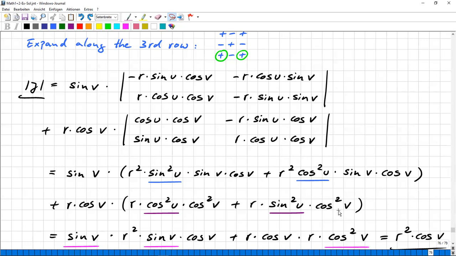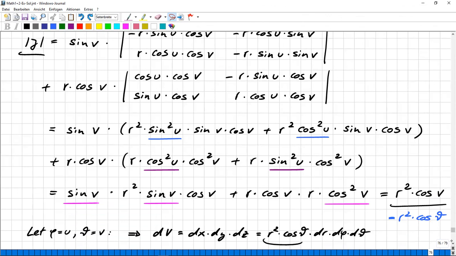This time, we should underline the cosine squared of u here and the sine squared of u here. Again, the remaining factors r times cosine squared of v are the same here and here. So it's quite similar, this simplifies. And that's what I do in the next step. Then also, just look what I'm doing. I get sine of v times, and all that remains here is r squared times sine of v times cosine of v after putting the squared sum in parentheses. That's it.